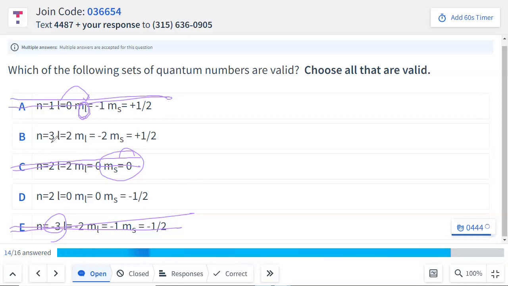So let's look at the other one. B, third energy level, yeah. L equals 2. Remember, L can go all the way to n-1. 3 minus 1 is 2, so that works. M sub L of -2, yeah, if L's 2, we can go from -2 to +2, so that works. M sub S is +1/2, yeah, that's a good one.